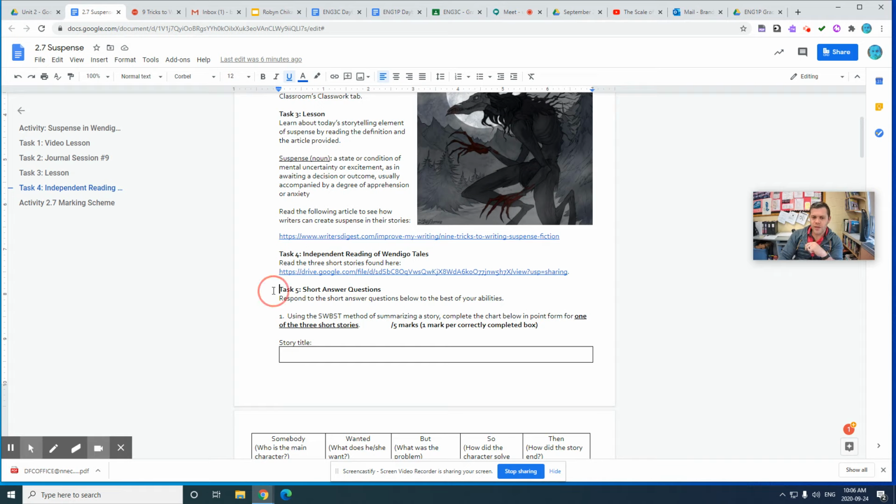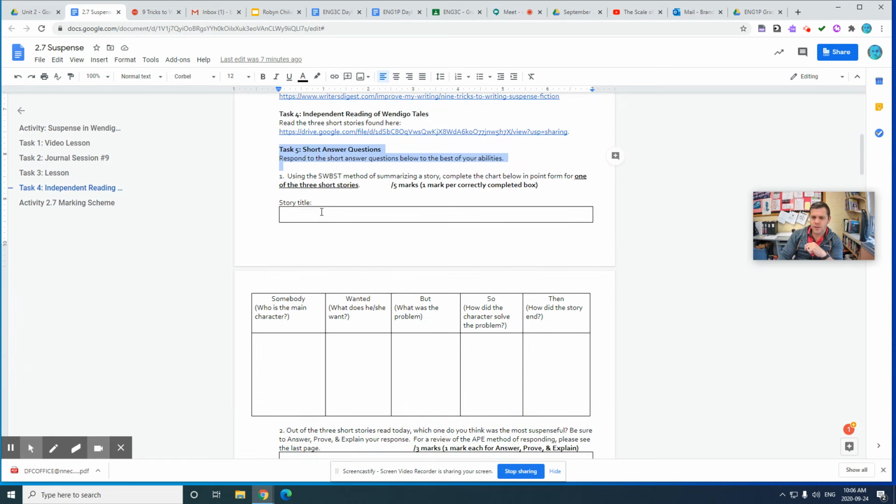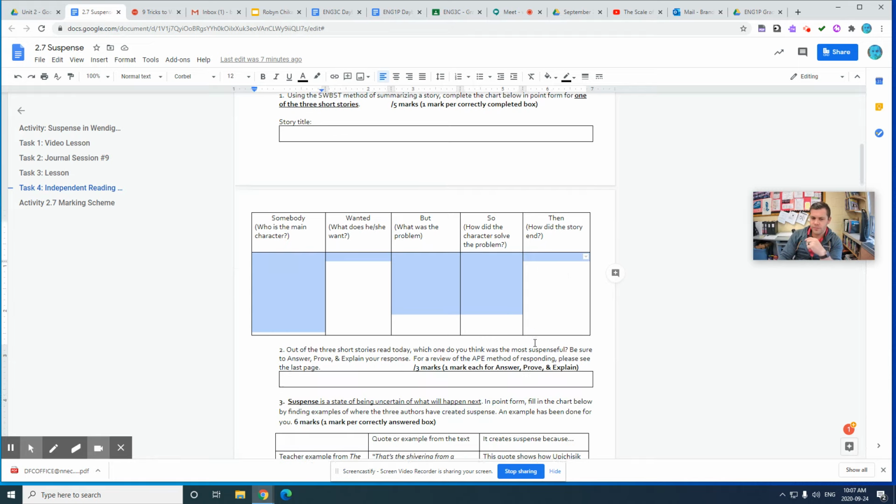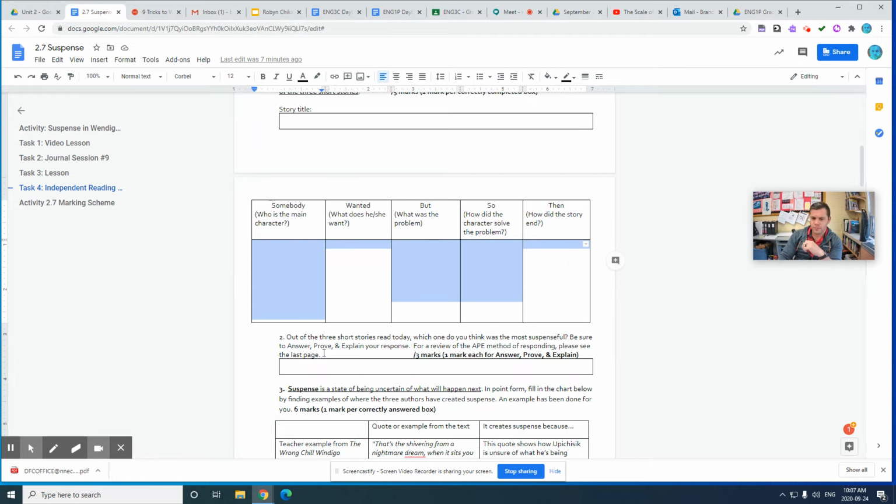Then finally, I'd like you to answer these short answer questions. So using the someone wanted but so then method, I'd like you to just summarize one story. One story. So give me the story's title here, and then just tell me these things about the short story to summarize it. So just pick one. Pick whichever one you want to do. And then question, so you get 5 marks for that. That's 1 for each box correctly answered.